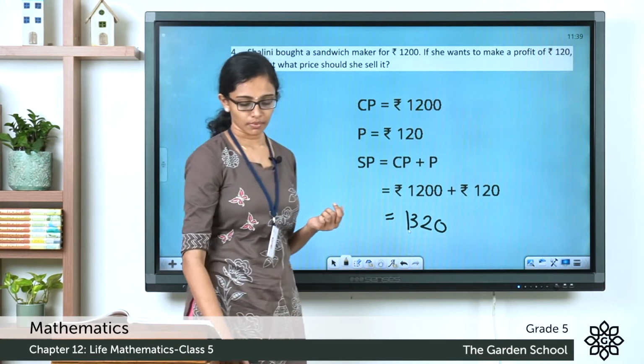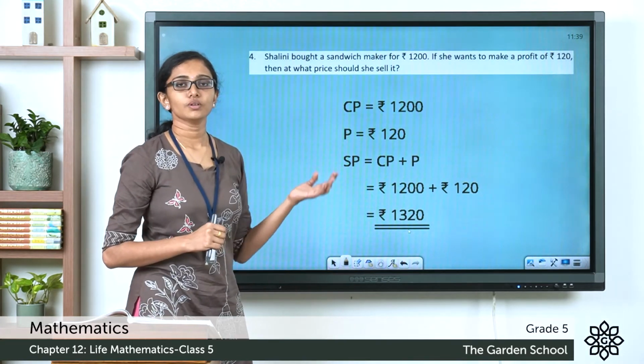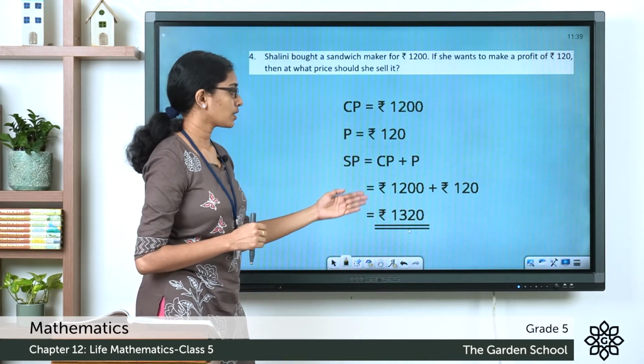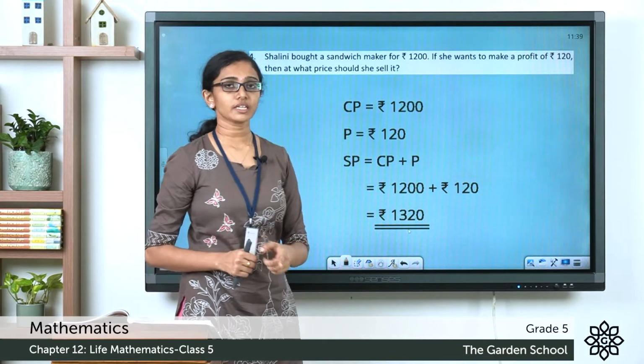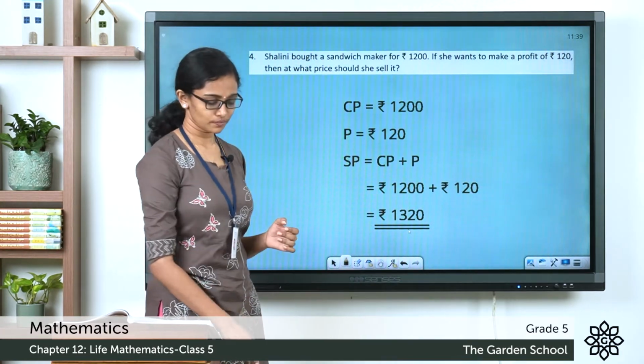So what is the total amount? It is equal to rupees 1,320. So Shalini should sell the sandwich maker at rupees 1,320 to get a profit of rupees 120. So hope this is clear to you.